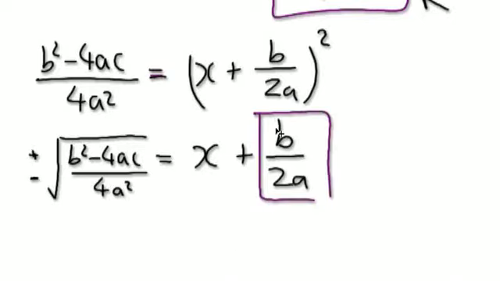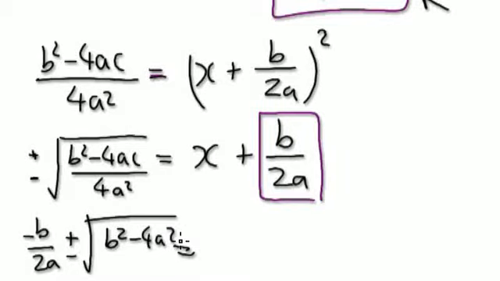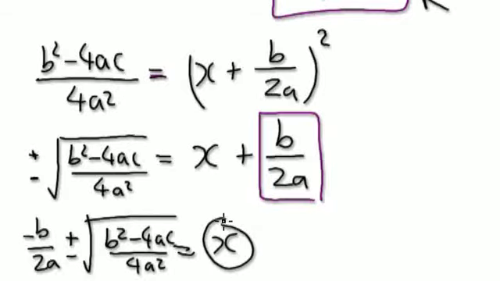Now take away this thing here from both sides. So this will be minus b over 2a plus minus root b squared minus 4ac over 4a squared. So x equals this. Okay, so by rearranging things, you can find out the value of x.